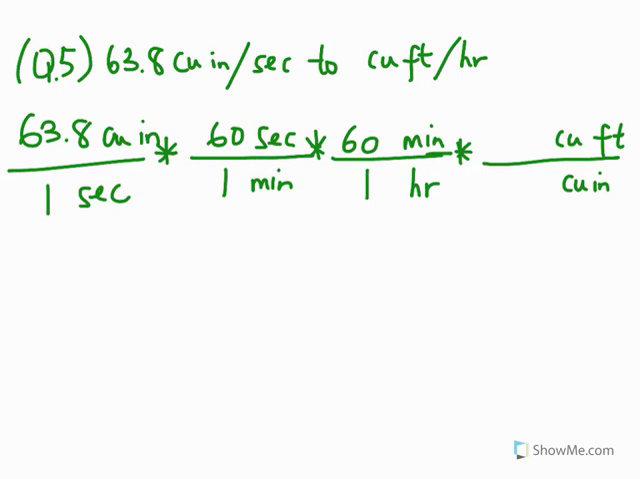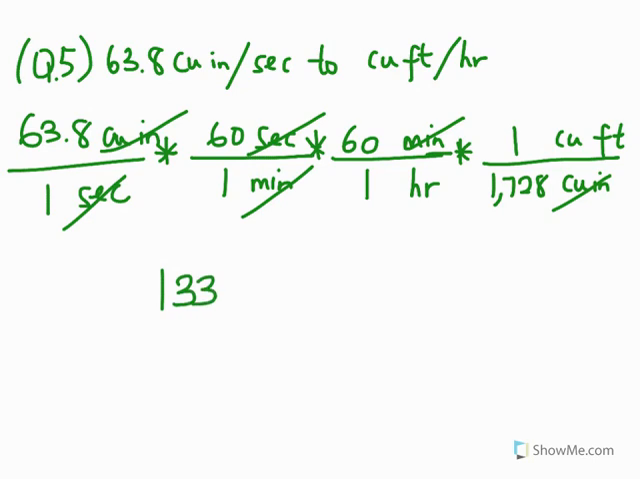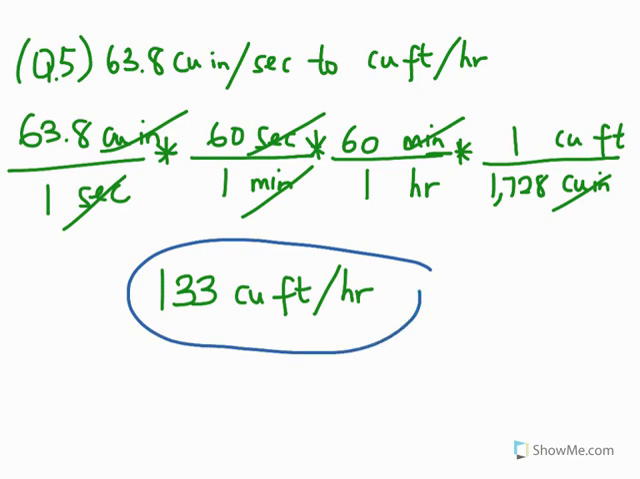So 60 seconds make 1 minute. 60 minutes make 1 hour. And 1 cubic feet is 1,728 cubic inches. Seconds cross out seconds, minute cross out minute, cubic inch cross out cubic inch. So we have cubic feet and hour. When you multiply, divide and round, you will have 133 cubic feet per hour. And this becomes your answer.